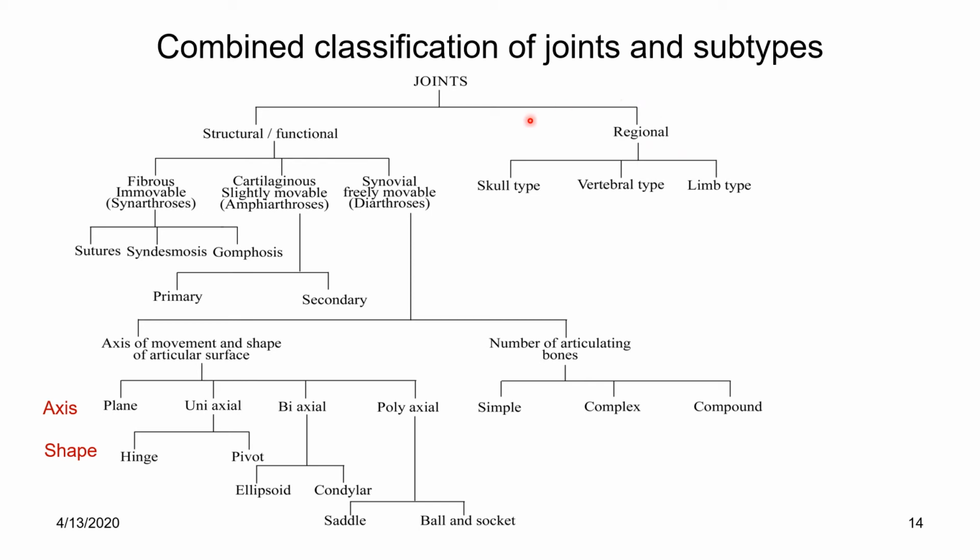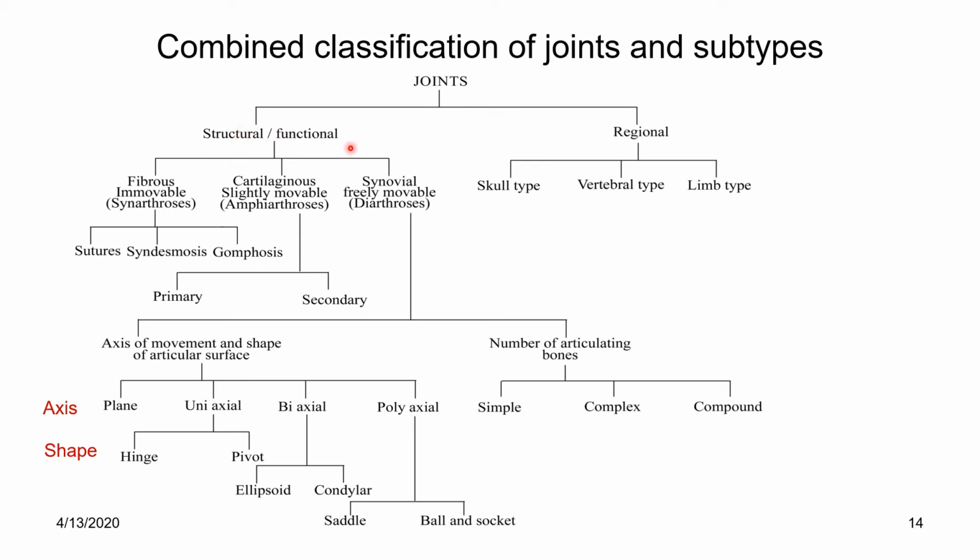In the regional classification, we classify joints as skull type, vertebral type and limb type. So there are three types, depending on the location: skull type, vertebral type and limb type. You are familiar with this part. Let us revise this part.